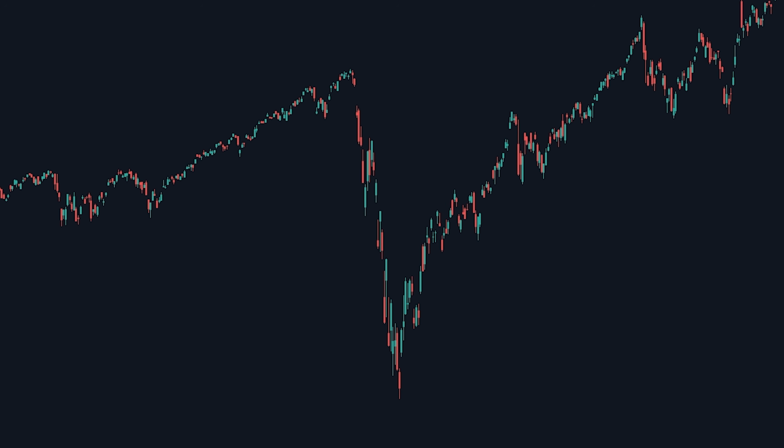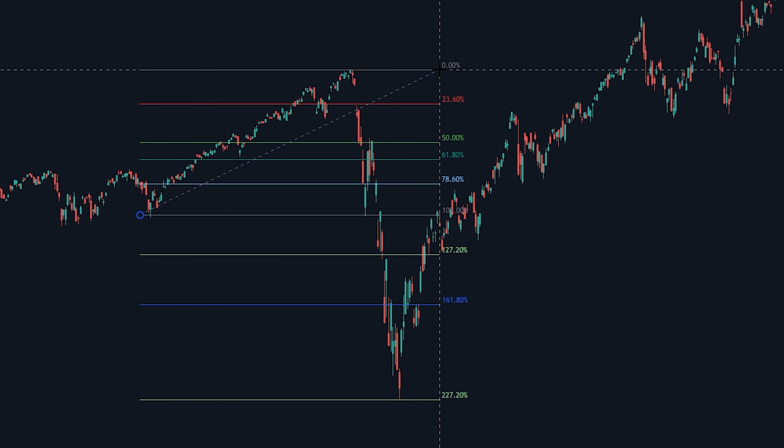Another great example of the Fibonacci's magic is the S&P 500. If we go back when Corona hit, you can see the Fibonacci tool predicted the exact bottom for the crash. Let's go over the best settings for this tool.